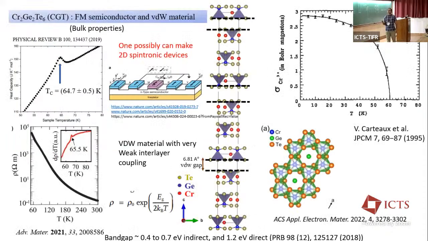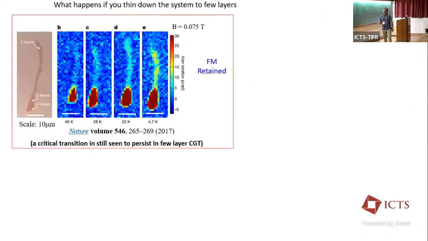And if you want to make these devices, you need to cleave them out and bring them down to 2 dimensions. So how is the magnetism retained as you lower the dimensionality of the system? As you make it thinner, what happens to the system? There have been a number of recent studies where people have been interested in this system.